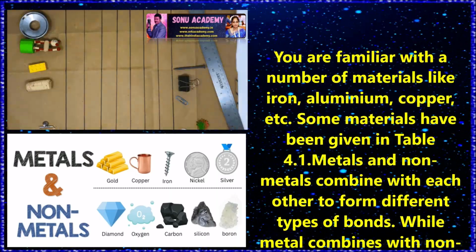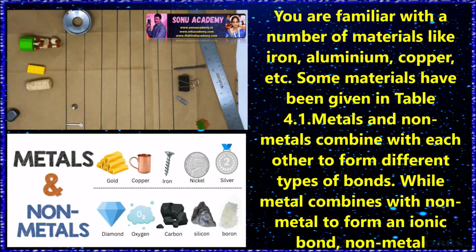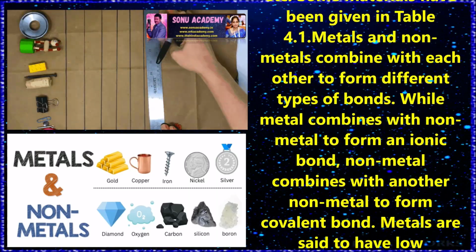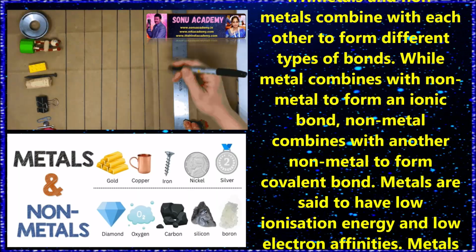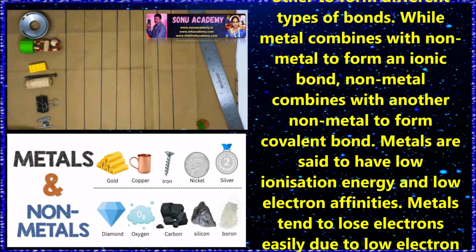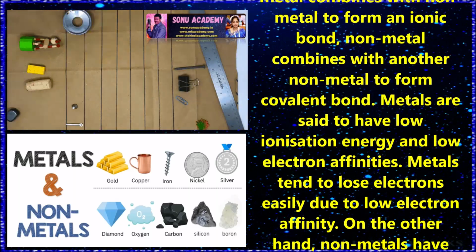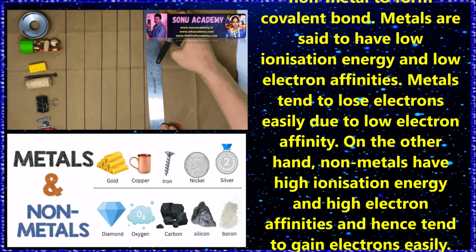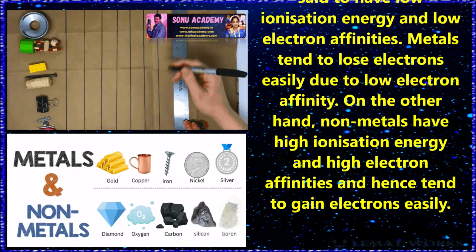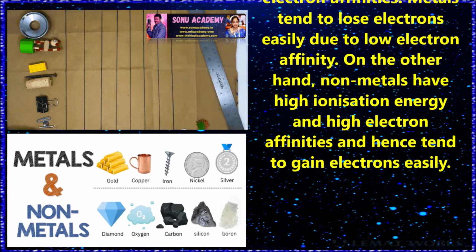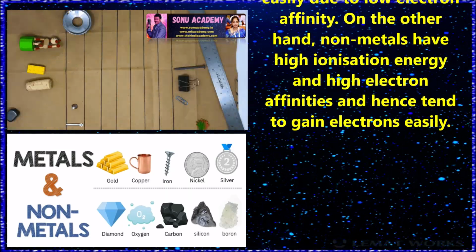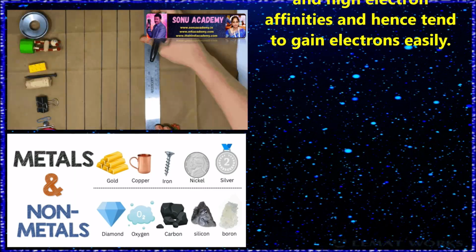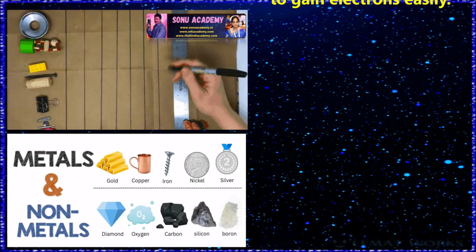Metals and non-metals combine with each other to form different types of bonds. A metal combines with a non-metal to form an ionic bond. A non-metal combines with another non-metal to form a covalent bond. Metals are said to have low ionization energy and low electron affinities, so they tend to lose electrons easily. On the other hand, non-metals have high ionization energy and high electron affinities, and hence tend to gain electrons easily.